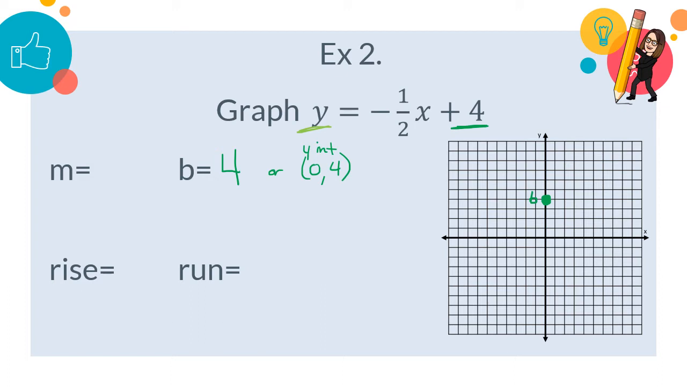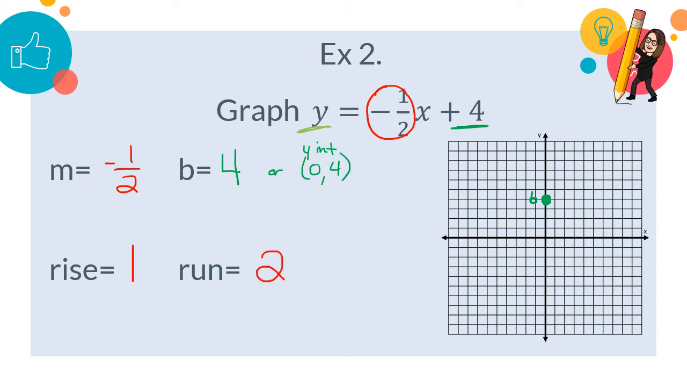Next, we want to graph the slope. The slope is the number in front of x, all of this. So we have a negative 1/2. Let's break that down into rise and run. Which number's on top? 1. Which number's on bottom? 2.